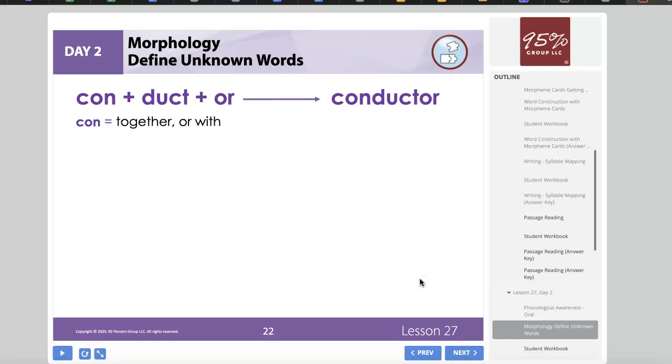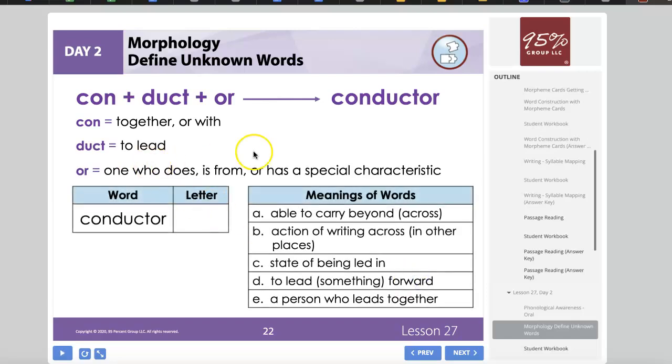All right. So con means together or with. Duct means to lead. Or is one who does, is from, or has a special characteristic. Now, I have a list of word meanings, A, B, C, D, and E. And I'm trying to figure out what conductor means. What best matches conductor? Is it A, able to carry beyond or across? B, the action of riding across or in other places? C, the state of being led in? D, to lead something forward? E, a person who leads together.